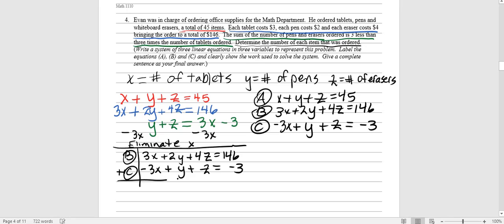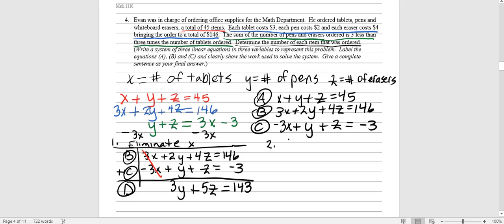All right. So when I add the x terms, I get 0. Those cancel out. 2y plus y is 3y. 4z plus z is 5z. 146 minus 3 is 143. So that's equation D. Now so that was my first step.